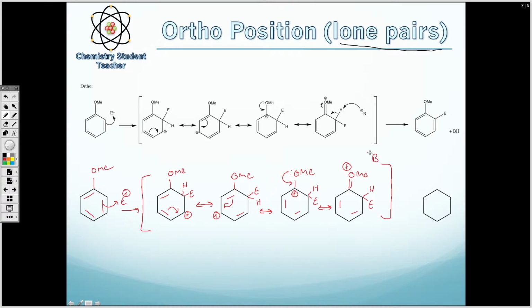As before, we can have a base that comes in, attacks that hydrogen, bond reforms on that aromatic ring, which is a big driving force. You want to reform that aromatic ring, and then that pair can move up to there, and that forms our final structure, methoxybenzene with an electrophile of some sorts, not forgetting the other bit of the reaction. So overall, that's the ortho position attack involving a substituent of lone pairs.